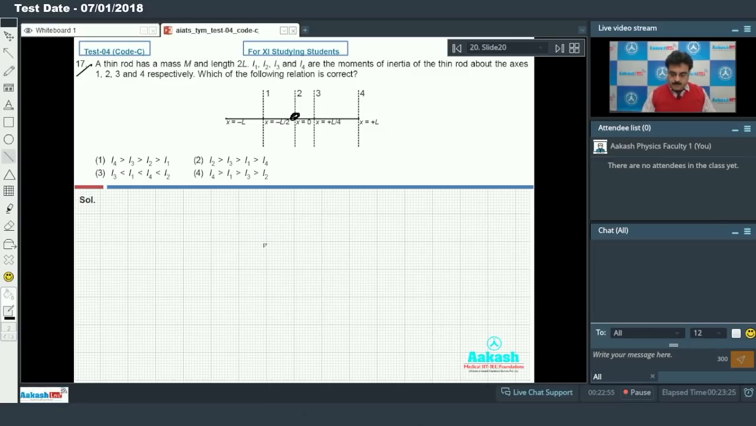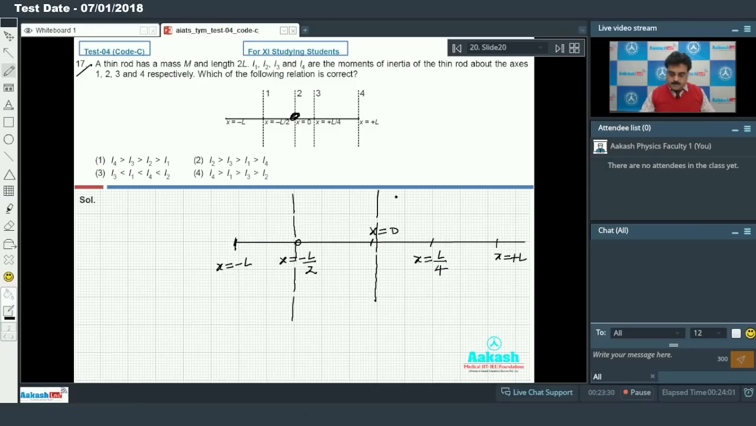If I make the diagram once again, as per the question, this is x is equal to minus L, and here x is equal to minus L by 2, and this is x is equal to 0, meaning the origin is there, and the next point is x is equal to plus L by 4, and finally x is equal to plus L. According to the problem, this is axis number 1, axis number 2, this is axis number 3 and this is axis number 4.